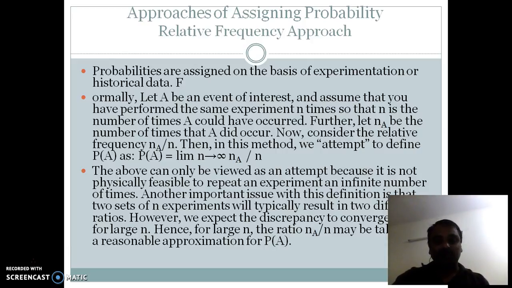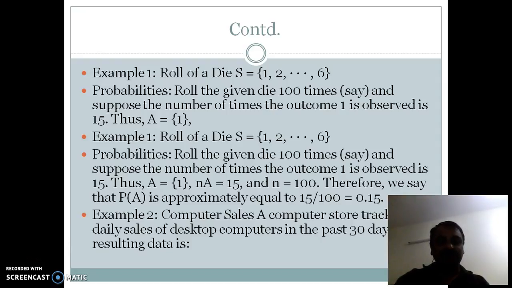Another important issue with this definition is that two sets of n experiments will typically result in two different ratios. However, we expect the discrepancy to converge to 0 for large values of n. Hence, for large n, the ratio n_A divided by n may be taken as a reasonable approximation for P(A). Let's see some examples.